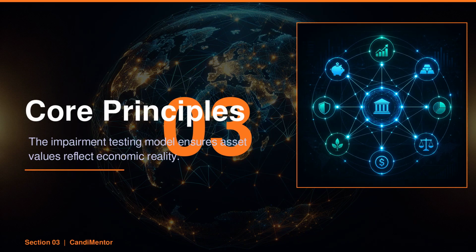Imagine owning assets that appear valuable on paper but yield no returns. The impairment testing model prevents this by scrutinizing asset values, safeguarding financial statements' integrity. AASB 136 empowers businesses to identify and address overvalued assets, maintaining transparency and accountability.